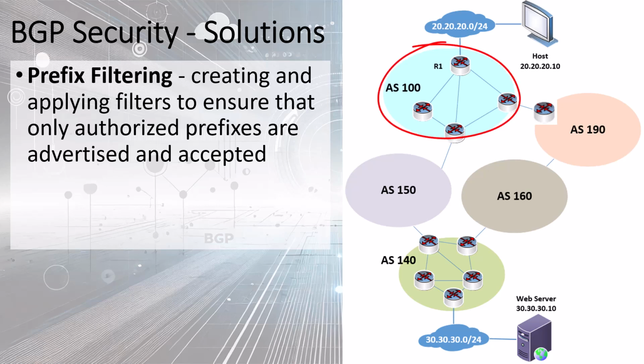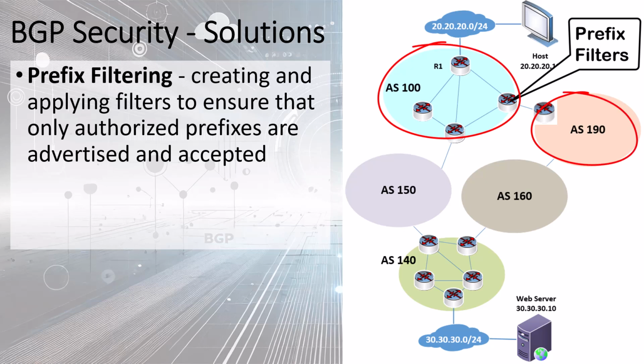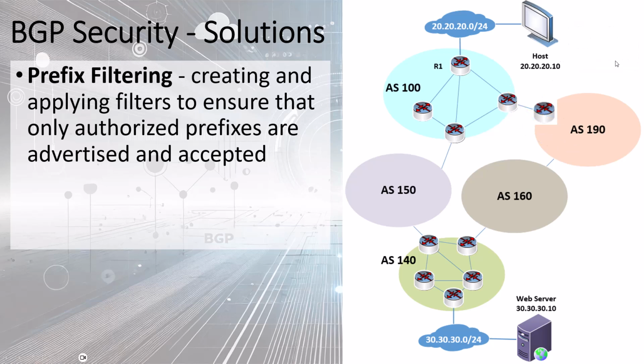For example, AS100 here knows which prefixes AS190 is allowed to advertise. So it creates filters here that will filter out any prefixes that are outside of these predefined allowed lists. Now, which prefixes will be filtered is typically a result of an agreement that the administrators of these two ASs create between them. So if AS190 tries to advertise the 30.30.30.0/24 network to AS100, AS100 will filter out that route and will remain safe. This helps mitigate against prefix hijacking by limiting what routes are allowed to be shared between BGP peers.